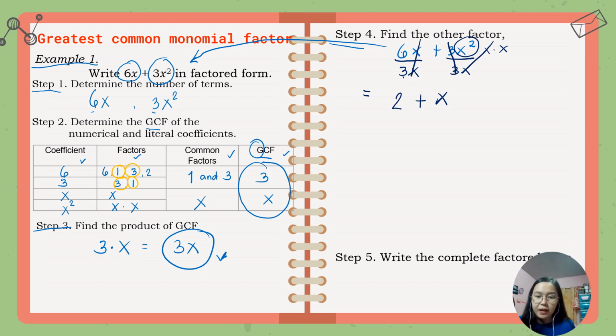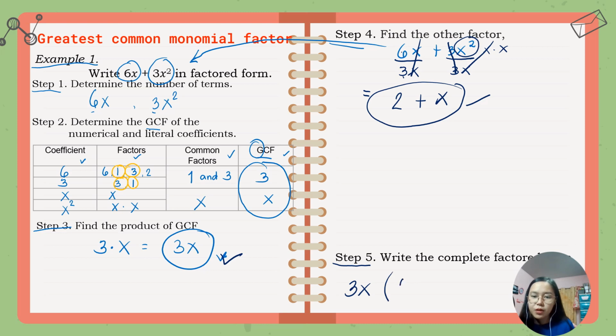Therefore, our answer here sa step 5, write the complete factors. So, nakuha natin to. Ngayon, ito si step 4 na nasagot at saka si step 3, pagsasamahin lang natin. So, 3x, then 2 plus x. So, ito na yung sagot. O, diba? Madali lang yan. Kayang-kaya yan. Next.